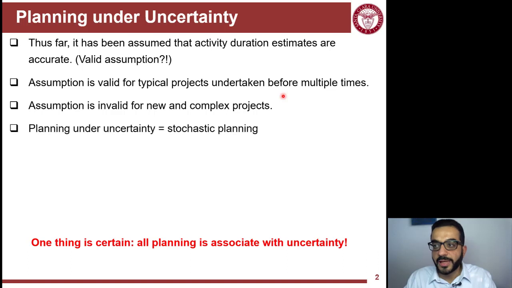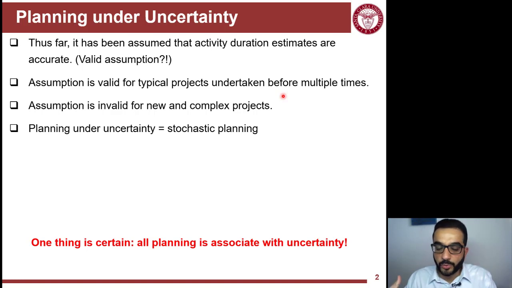So planning under uncertainty, this is what we're talking about here. There is uncertainty and you're not certain, you cannot commit to a crisp value of either duration or cost estimate. So planning under uncertainty is what we call stochastic planning. And in this lesson, we'll learn about stochastic scheduling and stochastic cost estimating, or what we call range estimating.